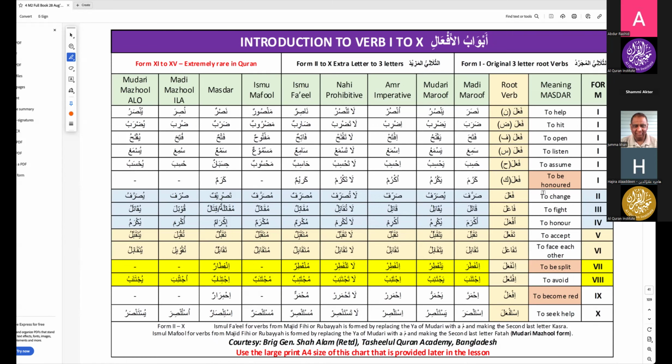I would suggest, Ustada Hajira, Sanika, Shami, and Brother Juma Khan, you memorize the first one, form 1, blindly. And then you place the madi ma'ruf, mudari ma'ruf, amr imperative, nahi prohibitive, ism fa'il, ism maf'ul, masdar, madi majhul, mudari majhul as you're memorizing it. But first, you memorize blindly. Nasara yansuru unsur la tansur nasirun mansurun nasrun nusira yunsaru.